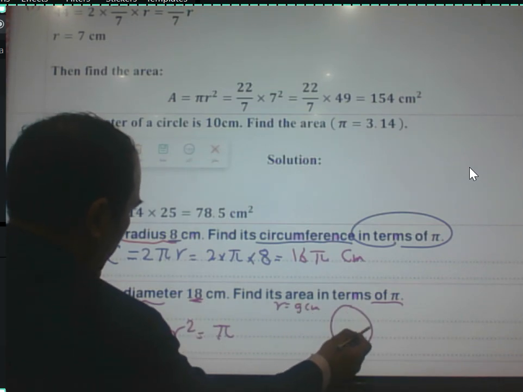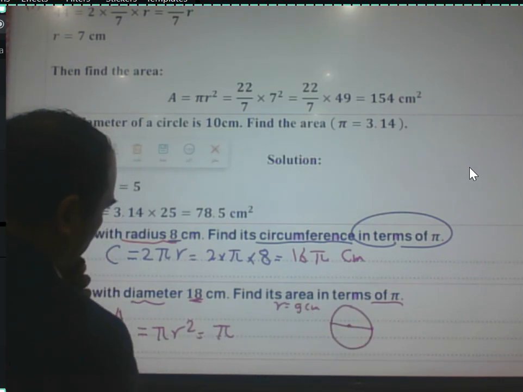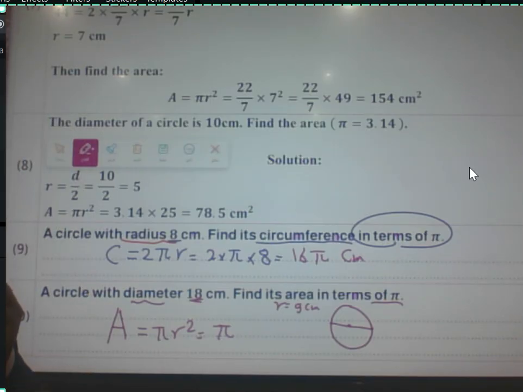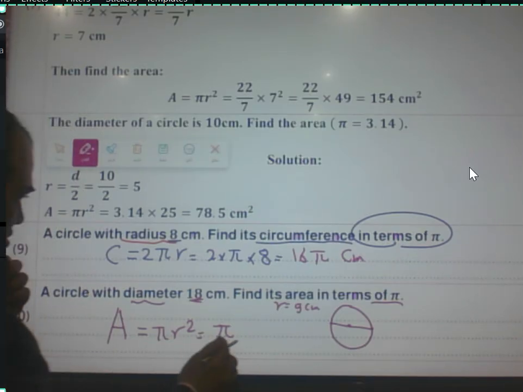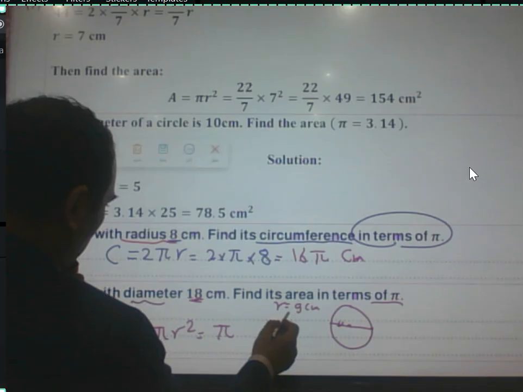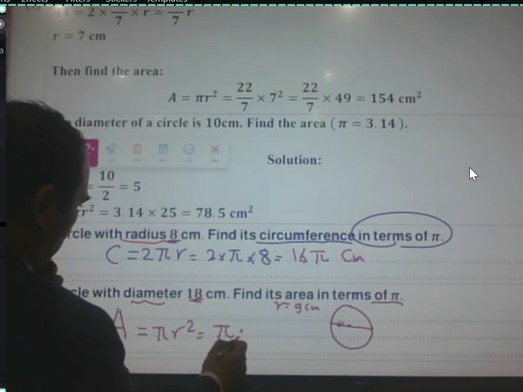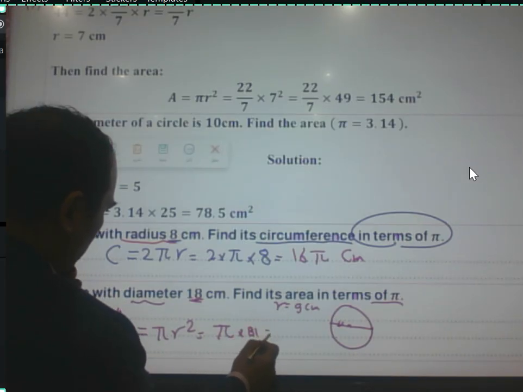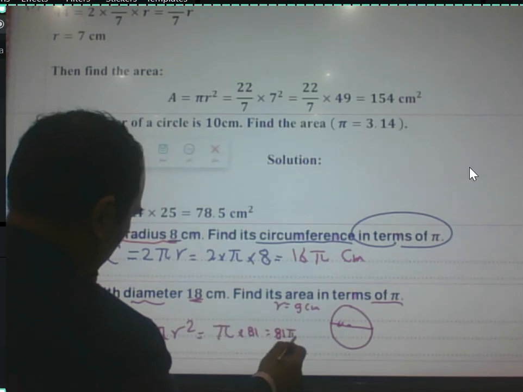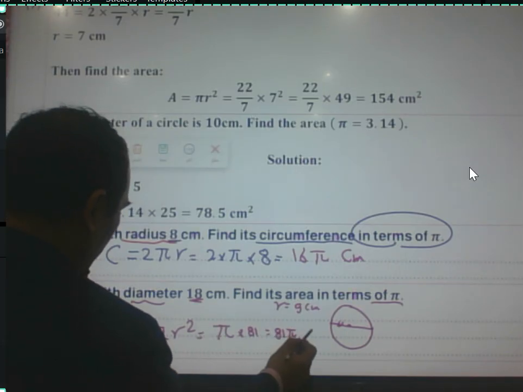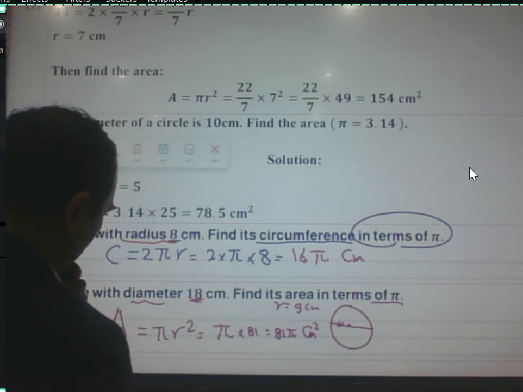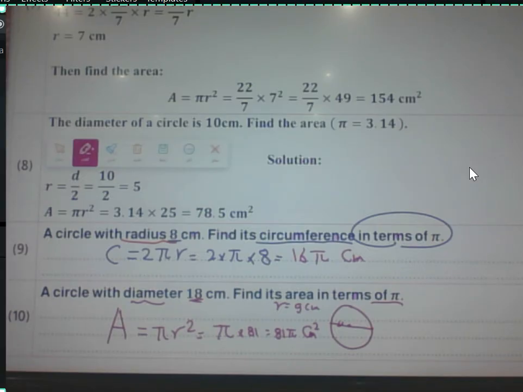Okay, we have a circle here. This is the diameter. Diameter, see, the longest chord in the circle. The radius, like this part, the radius will be 9 centimeters. Then 9 squared equals 81. And the answer will be 81 pi square centimeters. Okay, the area will be 81 pi square centimeters. Understood? To find the answer. Okay, next question.